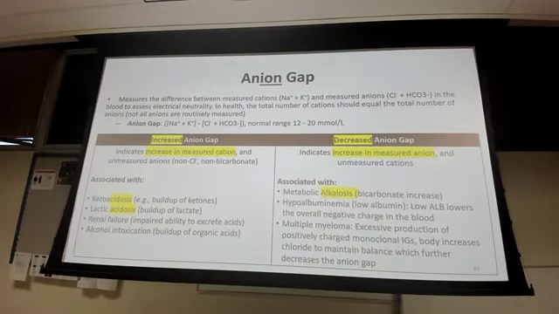Anion gap. So you will see anion gap on your chemistry panels. There are going to be 5 questions that have this on there. So when you see an increased anion gap, right? Think ketoacidosis, which is that buildup of ketones, or lactic acidosis, which is that buildup of lactate. If there is a decreased anion gap, that's associated with metabolic alkalosis, hypoalbuminemia, low albumin, and multiple myeloma, okay?